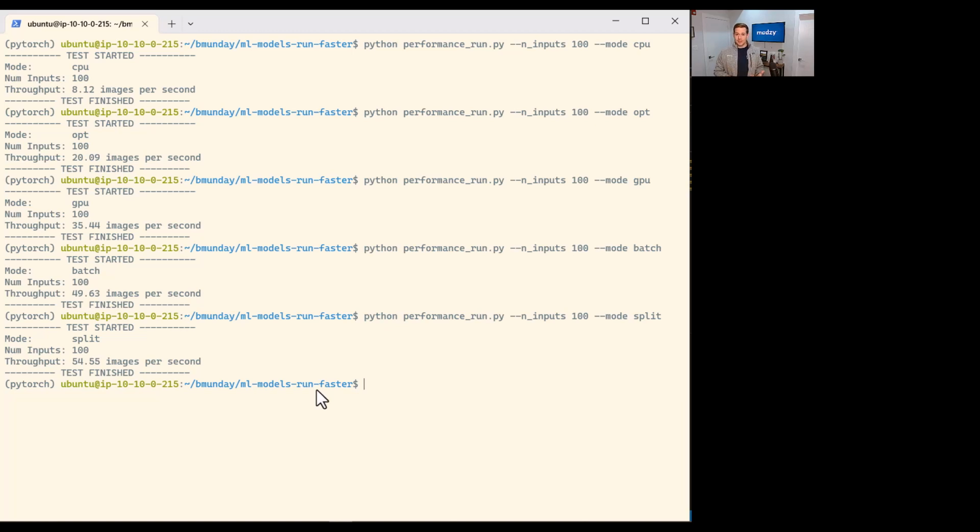So if you think this is interesting, I would really encourage you to check out the code, see how easy these implementations are, and start experimenting with your own models.